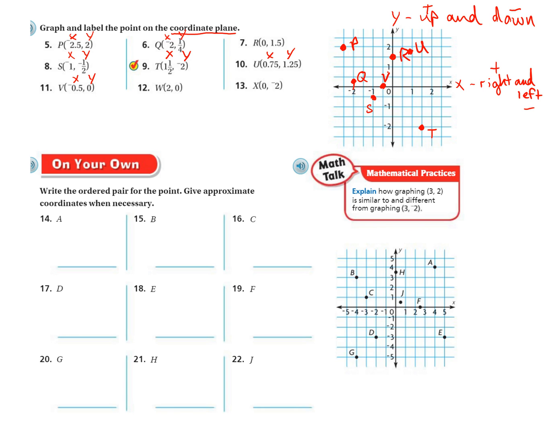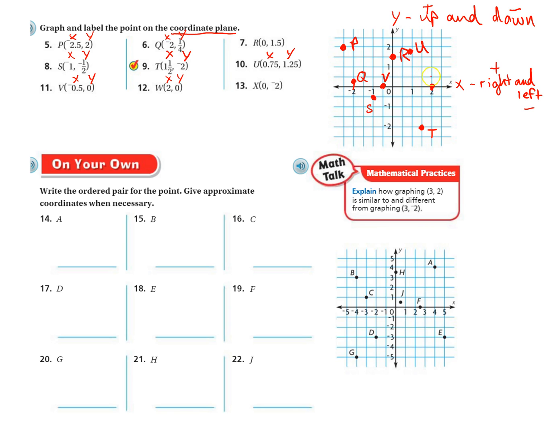Okay, point W. First number is x, second number is y. So we start at the origin always, which is 0, 0, right where they intersect. Positive 2 means we go to the right 2. And we go to the right at where they have 2, okay? Not necessarily 2 boxes, where they have 2. And then y is 0, so we don't go up or down, we just stop right there.